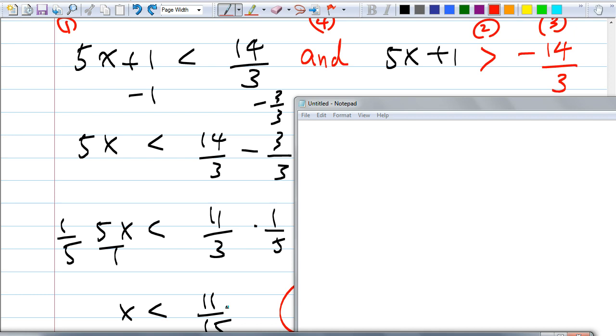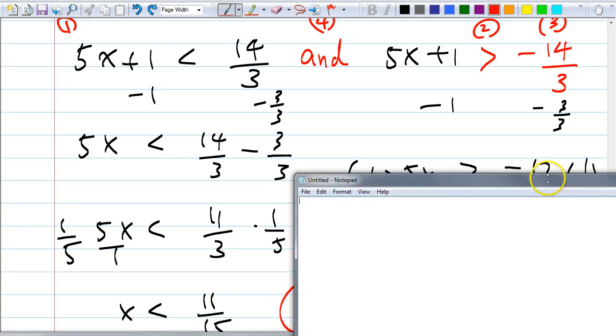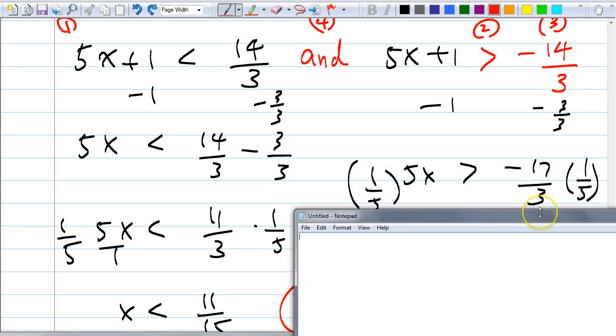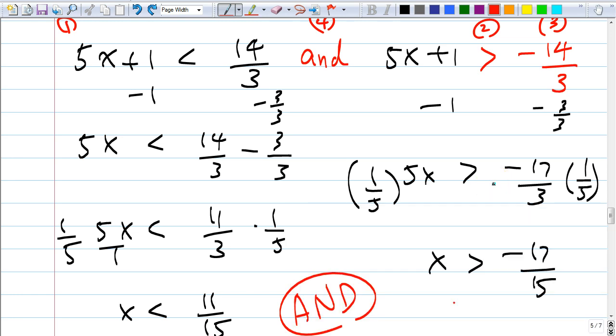All right, what about the second one? What do we do next? How about Kyle? Were you able to do the second inequality? Yeah, you subtract 1. And you get 5x is greater than negative 17. Good. And then you multiply both sides by 1/5. What did you get? X is greater than negative 17 over 15. Correct. Okay. And now we have and in the middle.